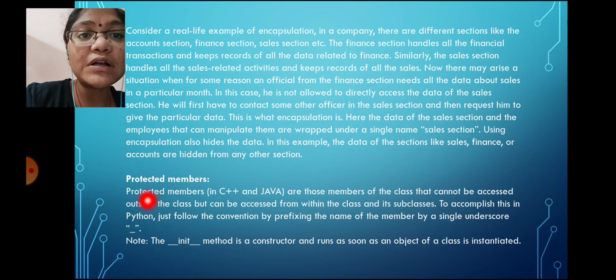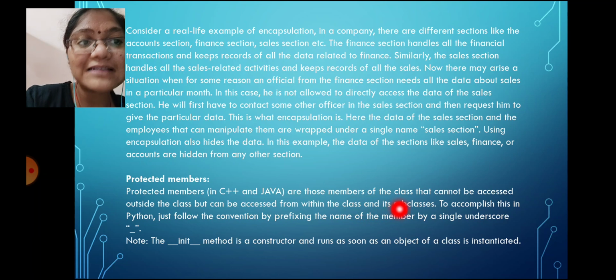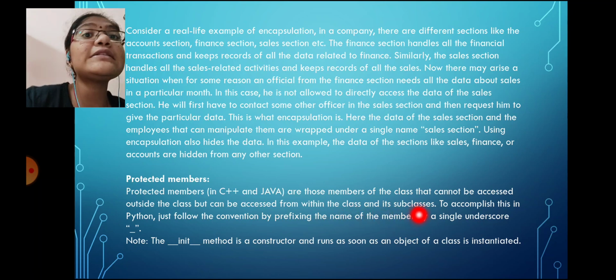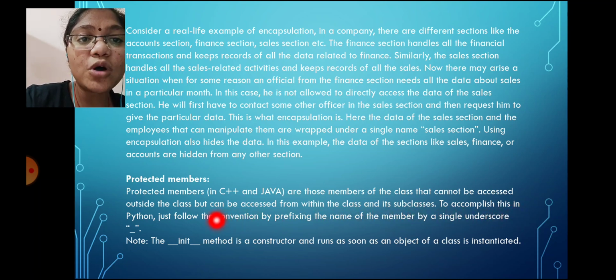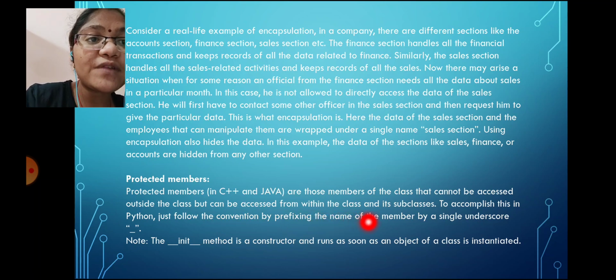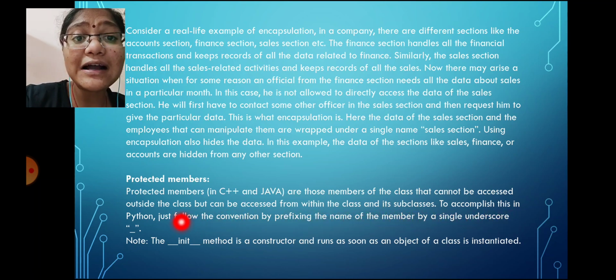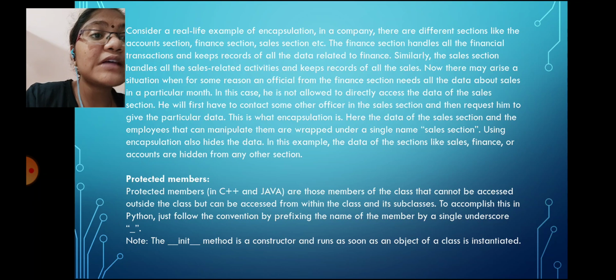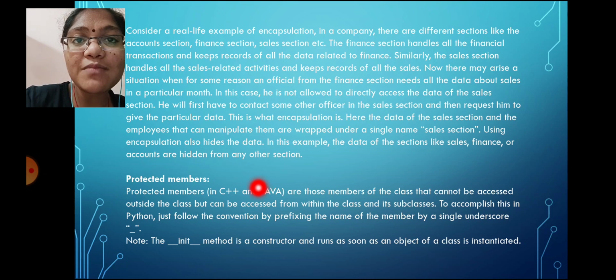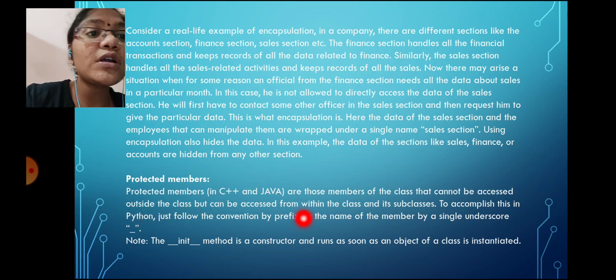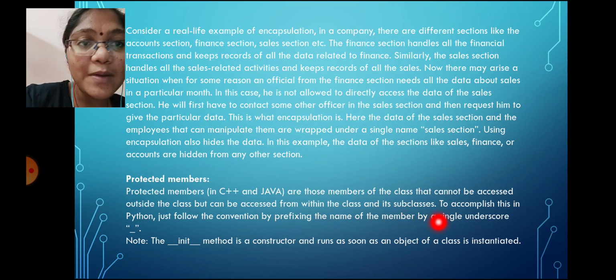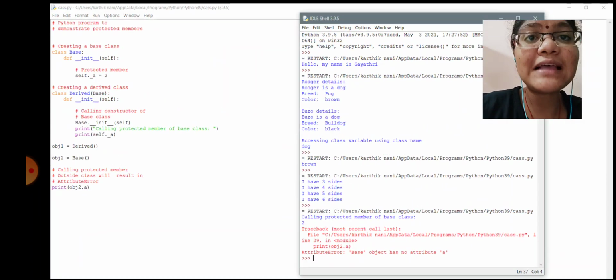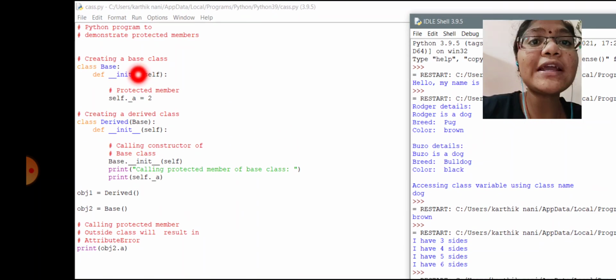The protected members. The protected members are those members of the class that can't be accessed outside the class but can be accessed from within the class and its subclasses. To accomplish this in Python, just follow the convention of prefixing the name of the member with a single underscore. Note, the double underscore init method is a constructor and runs as soon as an object of the class is instantiated. In order to create the protected members, we just use a single underscore prefixing the name of the member. A sample program to demonstrate the protected members.